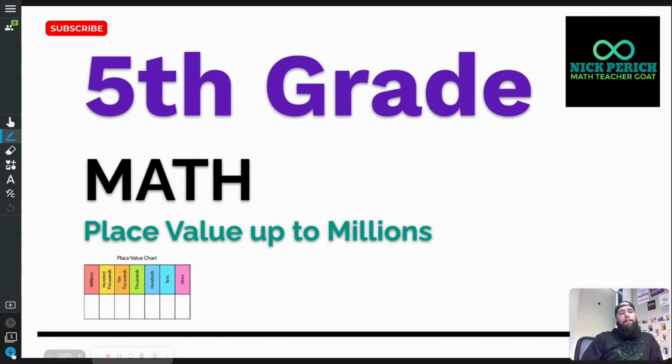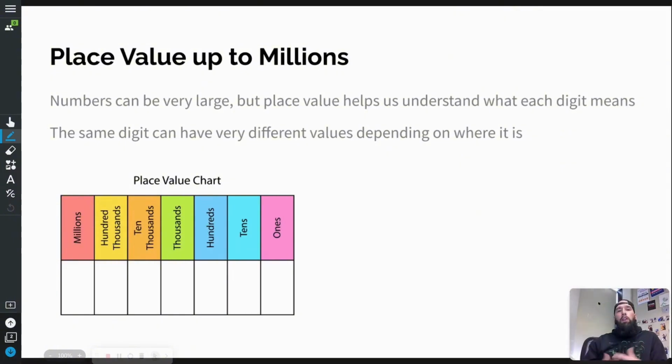Place value up to millions. Let's check it out. Numbers can be very large, like millions large. Place value helps you understand what each digit means. The same digit can have very different values depending on where it is. So here's an example of a place value chart. If I give you a number like this, I'm just going to write one out, just making it up as I go along, I can put these digits into the place value chart and give words to the digits in its place value.